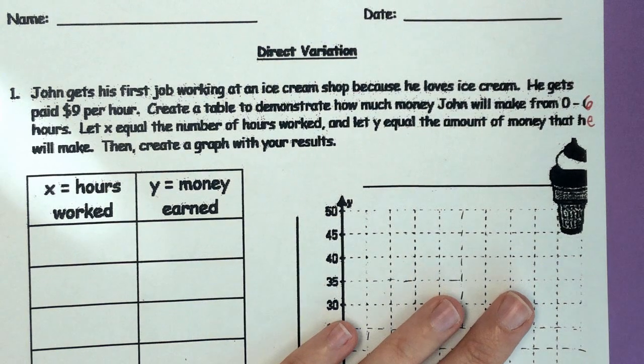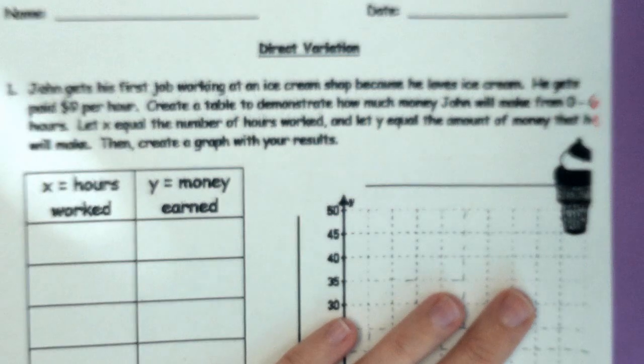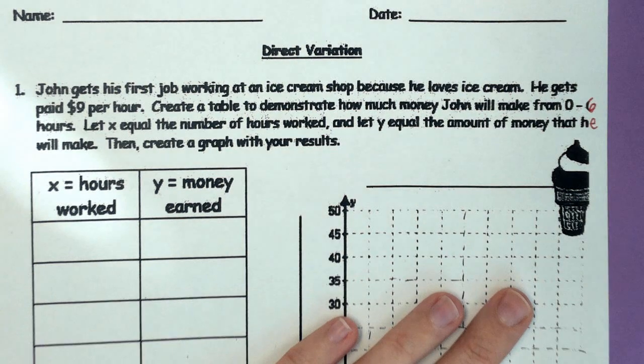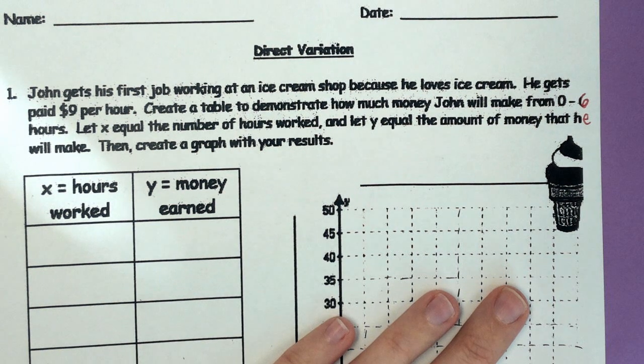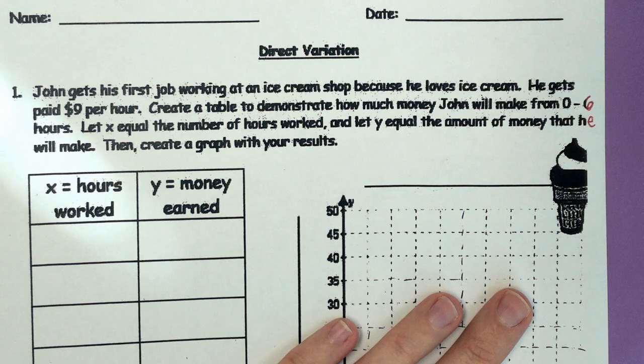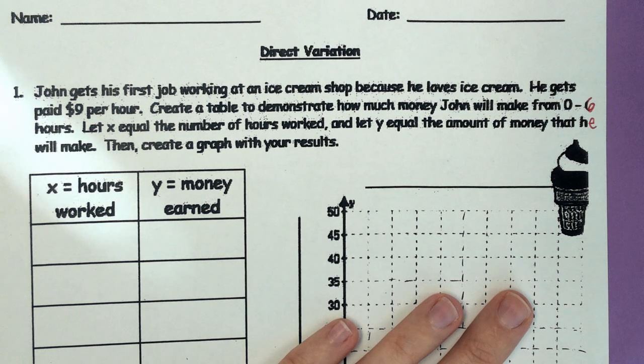Okay. Is there anybody willing to read the story problem for us? Rain, thank you. John gets his first job working at an ice cream shop because he loves ice cream. He gets paid $9 per hour. Create a table to demonstrate how much money John will make from 0 to 6 hours. Let S equal the number of hours worked and let Y equal the amount of money that he will make. Then create a graph with the results.